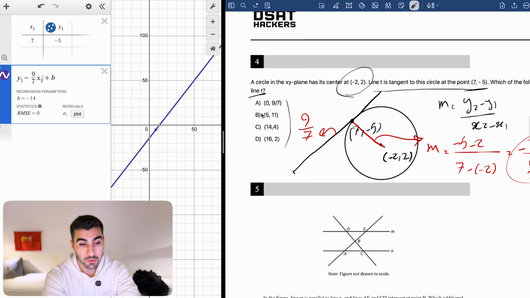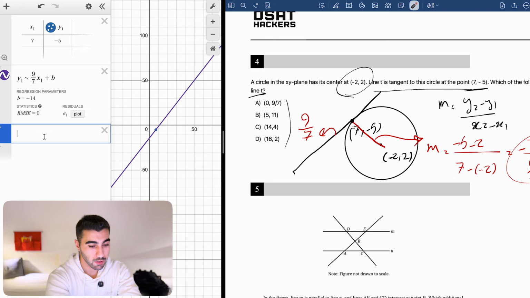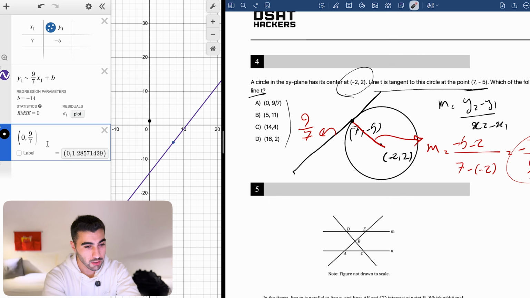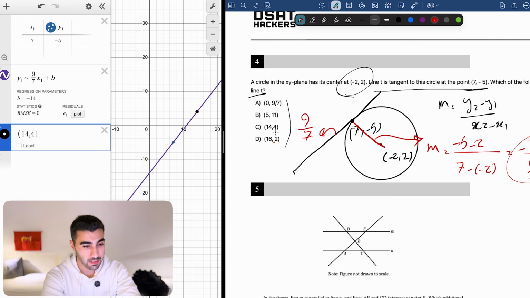So we're looking for which one of these points is on the line. Let's just plug the points there. The first point is 0, 9 over 7. This point is here, it's not on the line. So I'm going to check 5, 11. It's not on the line. 14, 4 is on the line. So choice C is the answer to this question.